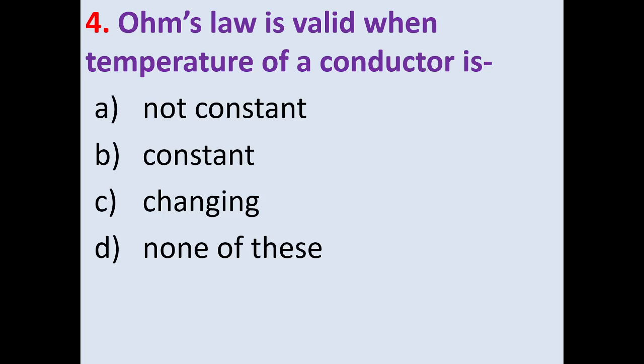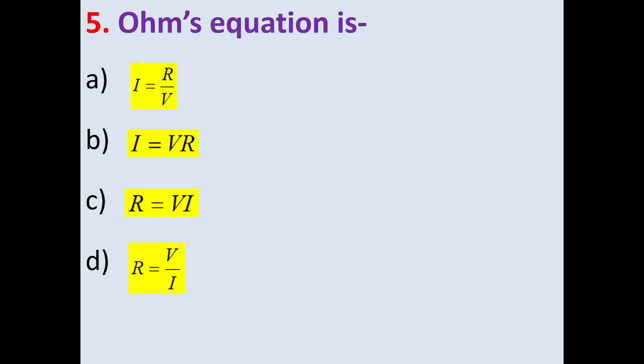Ohm's law is valid when temperature of a conductor is dash dash. So in Ohm's law we have seen the 4 parameters of the conductor, that is physical conditions of the conductor. In that, temperature of a conductor should remain constant. Ohm's equation is, so we know that Ohm's law gives the equation V is equal to IR. Rearranging it, we can say R is equal to V upon I, that is option D.